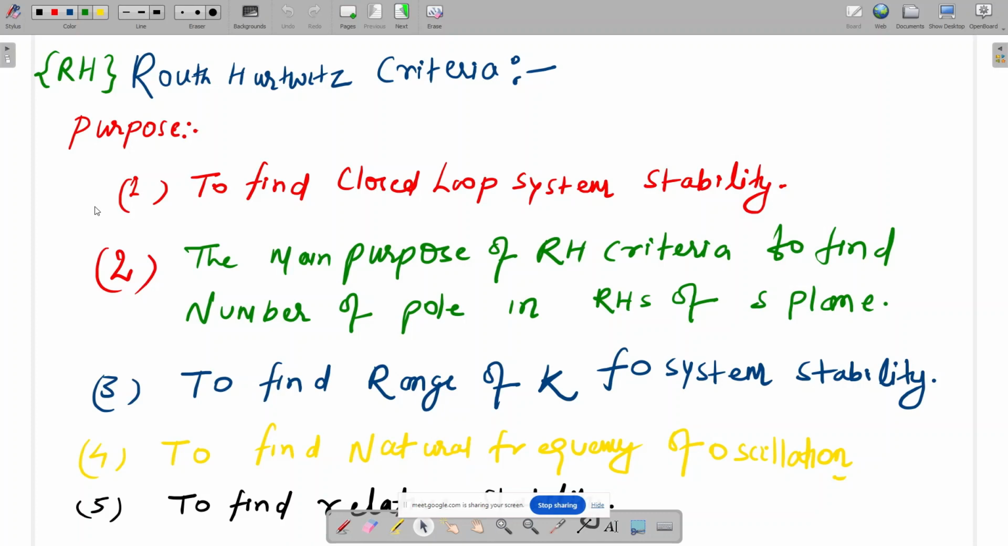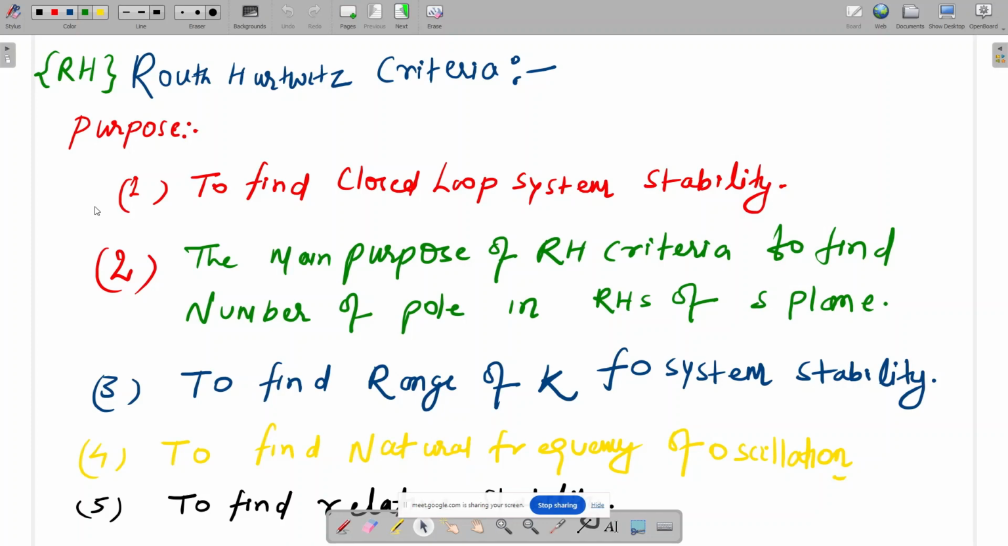Yes, sir. Okay. So in today's session, I will discuss the variety of questions related to RH criteria. I have taken some 10 to 15 questions, all related to RH criteria, and some short tricks, like what common mistakes we are making while solving these questions. Some previous year questions are also included.